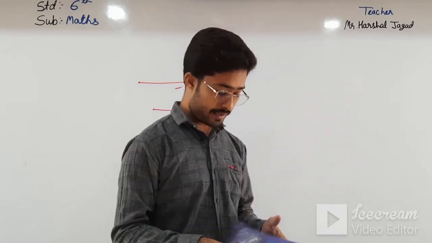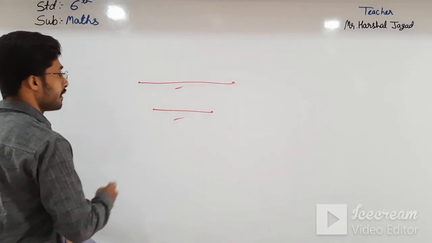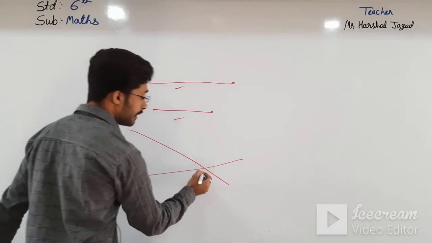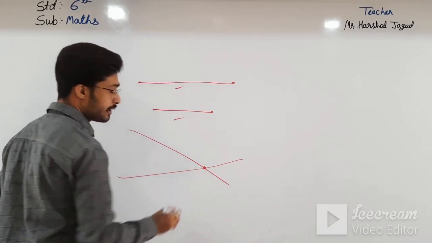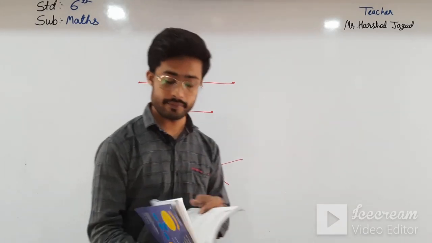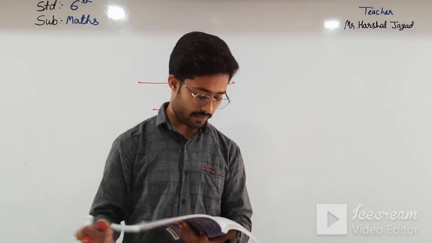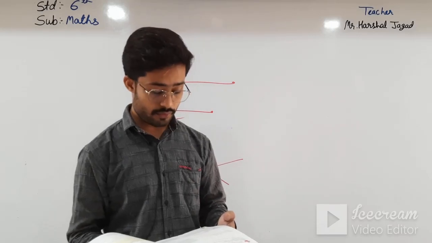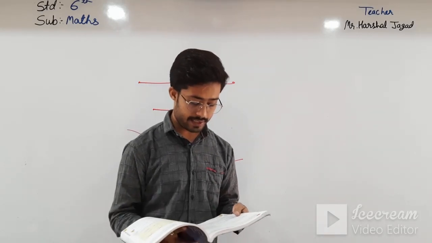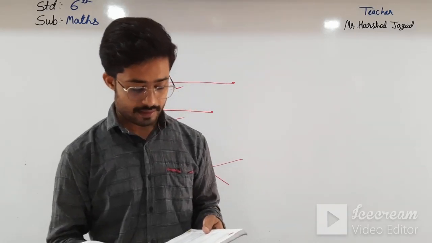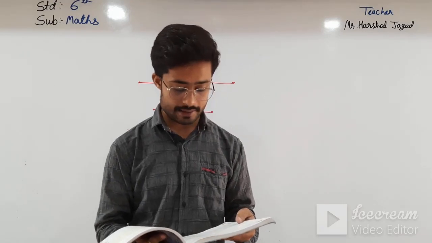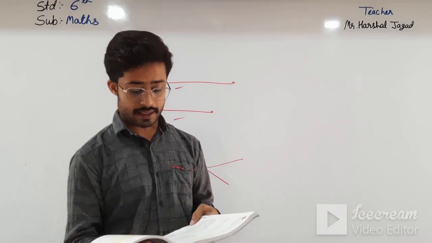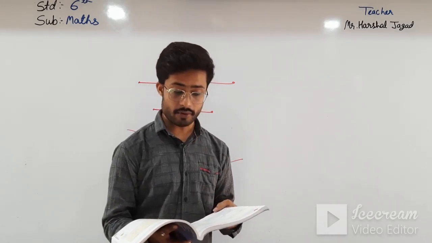Intersecting lines means, if I draw two lines, like this is line 1 and this is line 2, then they intersect each other at a point, and you can name that point anything. Okay, that is known as intersecting lines. See here, I am reading the definition: if two lines on a plane meet each other at a point, then they are called intersecting lines. Okay, in figure 11.15a you can see intersecting lines given over here.